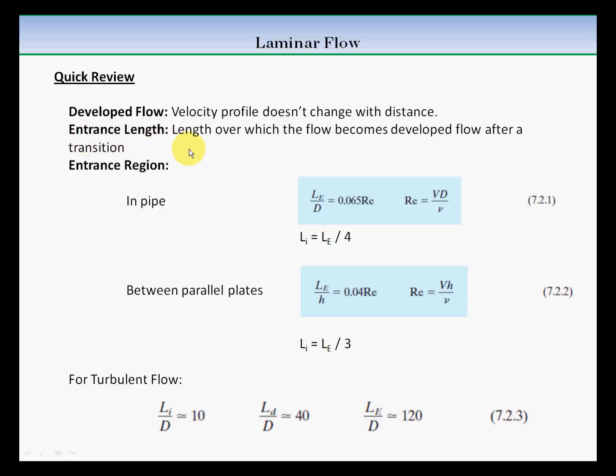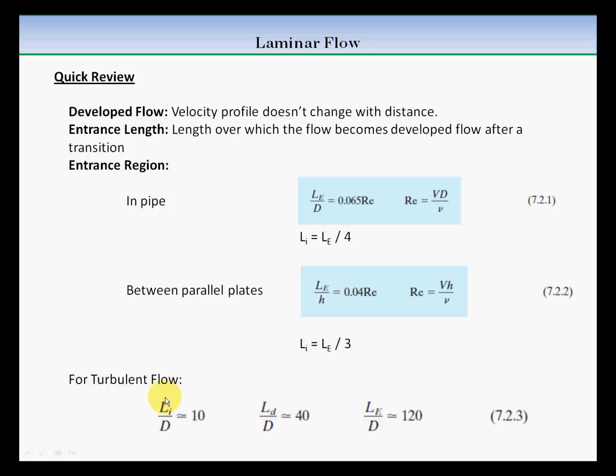So for example, if the pipe changes from a tank into a pipe transition, then over the entrance length, the flow transitions from inviscid to viscous flow, and over this region, the flow becomes developed. And the definition of entrance length is different for pipe and parallel plates. It depends upon the diameter and the Reynolds number for that pipe, and also the inviscid core length is a fraction of the entrance length.